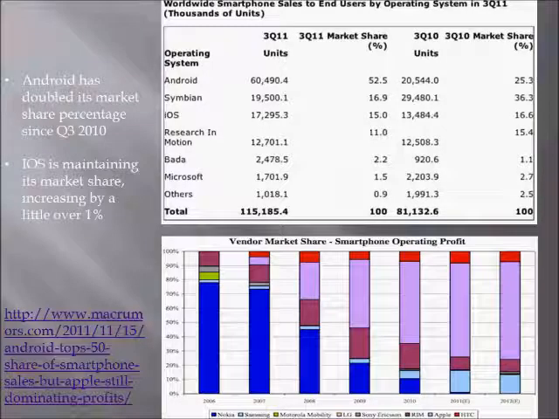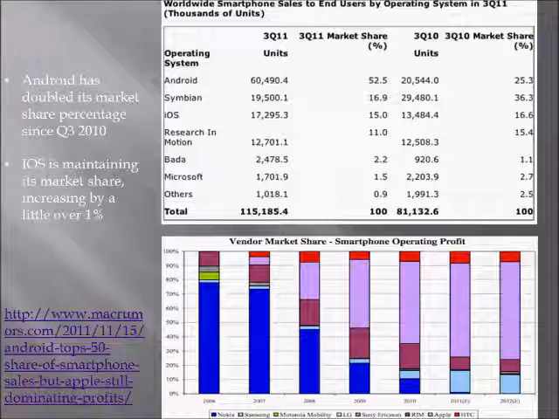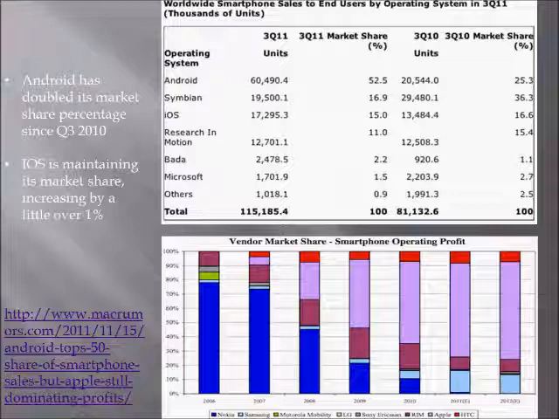The bottom chart shows the smartphone operating profit. As you can see, Samsung, Nokia, Motorola, LG, Sony Ericsson, and HTC are all Android based. And in 2006, they were dominating the profits. But as expected, in 2011, as you could see, Apple is now taking over that market profitability. And as you can see, they're going to keep growing, and eventually one day they may own all the market share.